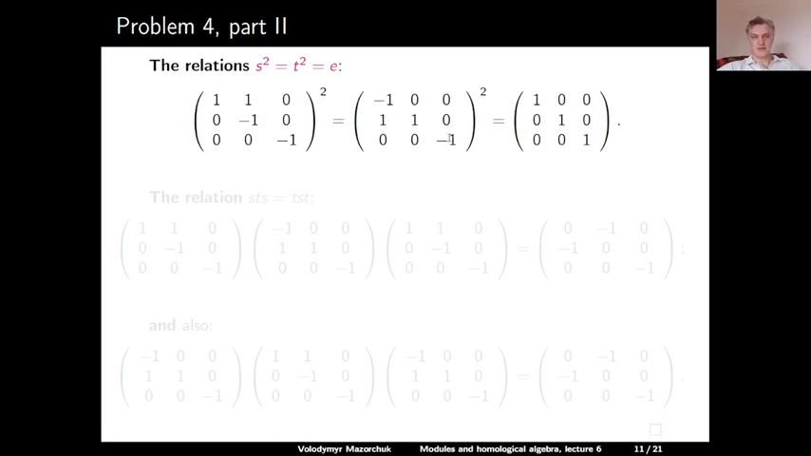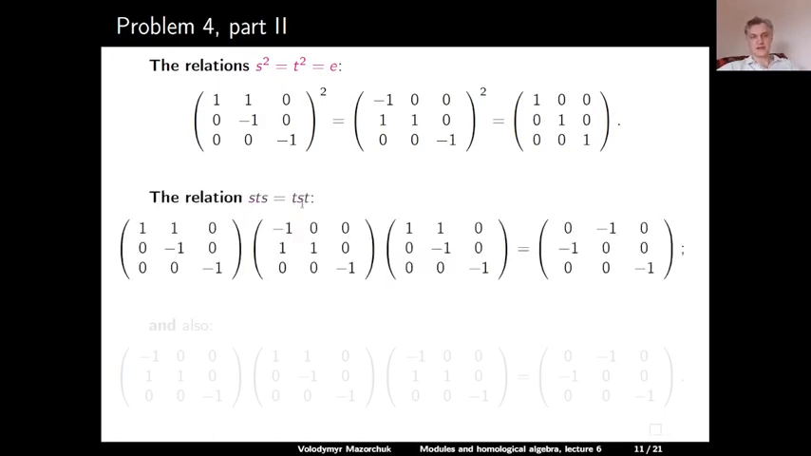And similarly for T. In order to check the relation STS is equal to TST, we just take the product of these matrices, and we claim that the product STS is equal to the matrix 0, minus 1, 0, minus 1, 0, 0, 0, 0, minus 1. Indeed, let's take the first basis vector 1, 0, 0, and look where it goes under this product. Here we take this matrix, we get 1, 0, 0. Multiply with this, we get minus 1, 1, 0, and here we will get 0, minus 1, 0. That is exactly the first column here.